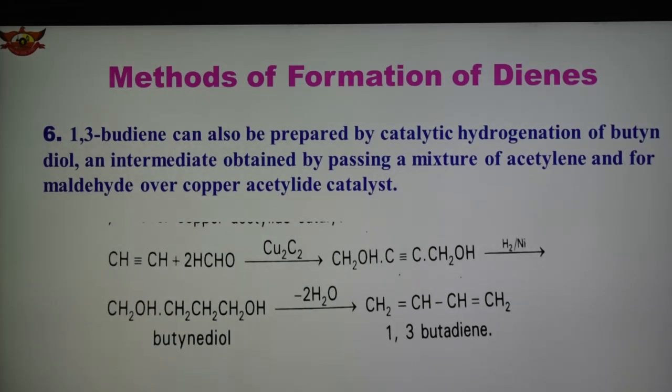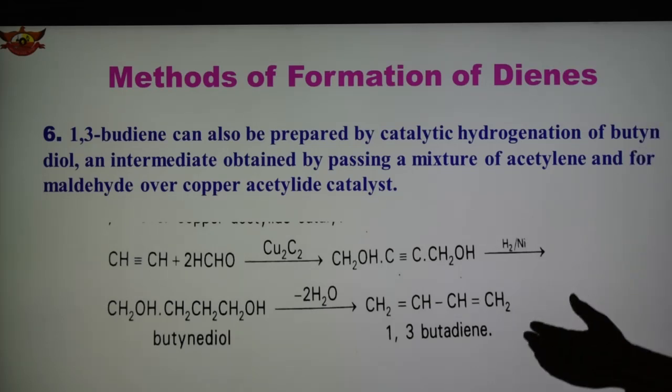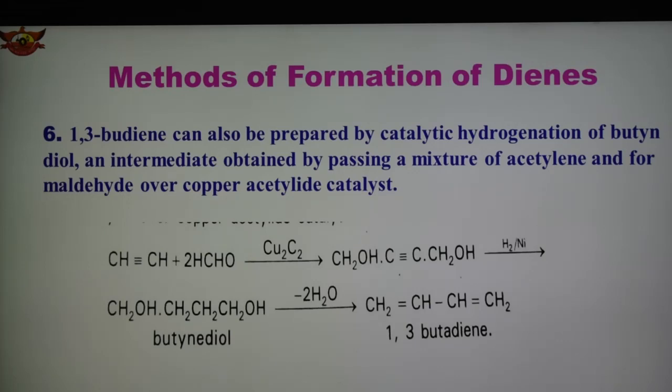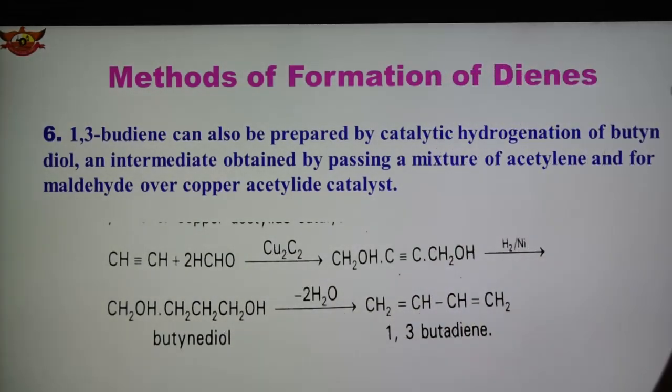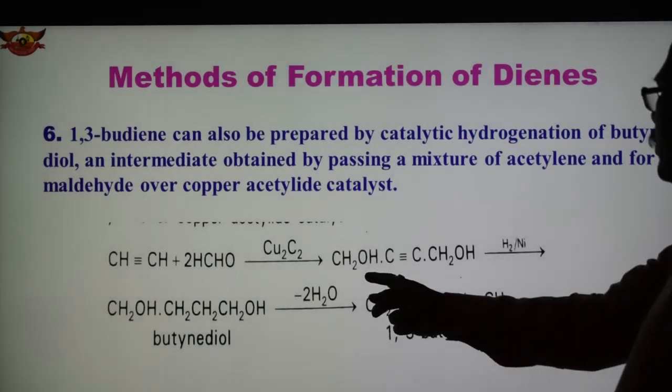And one more method of formation is there. 1,3-butadiene can also be prepared by catalytic hydrogenation of butanediol, an intermediate obtained by passing a mixture of acetylene and formaldehyde over an acetylide catalyst. So here 1,3-butadiene can also be obtained. In this case, this is acetylene and formaldehyde. When we pass them over copper acetylide, we obtain this type of compound.